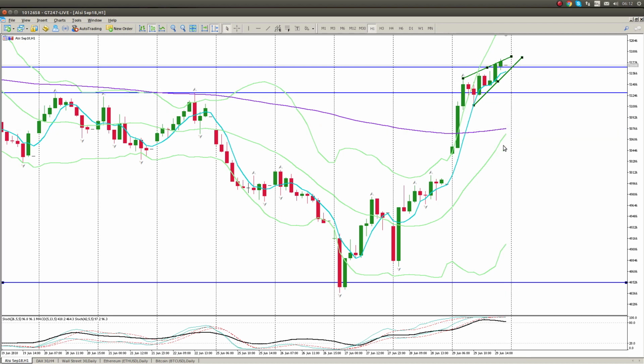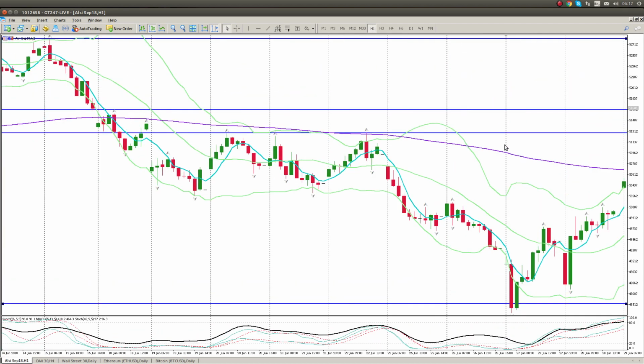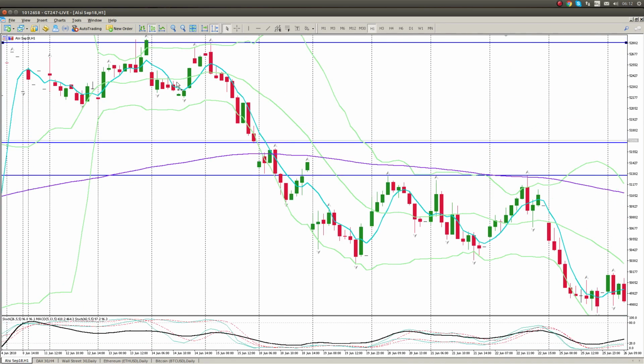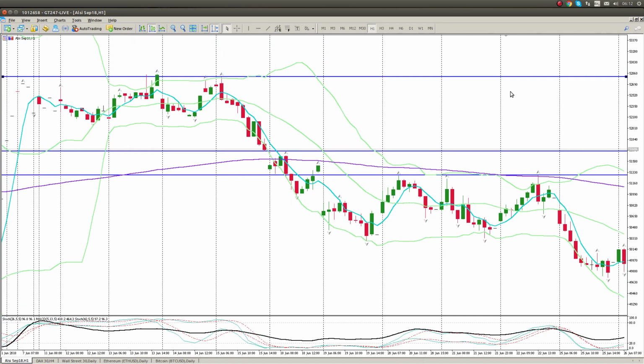That would be a 1,000-point trade if that did happen. Okay, we closed pretty much this daily gap. We've closed this daily gap, and we pretty much closed this gap as well. So there's no other magnets at the top apart from this double top.